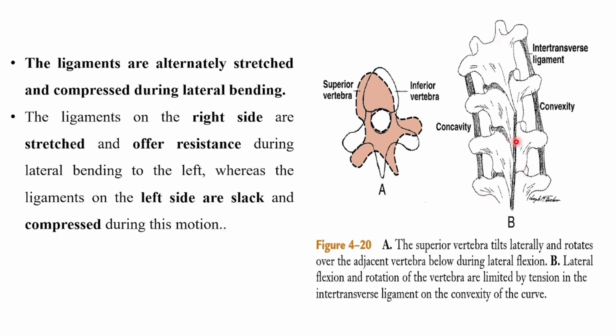In this diagram you can see the left lateral bending, or left lateral flexion. During left lateral flexion, the right side intertransverse ligament will be stretched, and on the left side, the concave side, the intertransverse ligament will be slack. So this is how it works on the opposite side. During lateral flexion to the left, the ligaments on the right side will prevent excessive lateral bending of the spine towards the left.